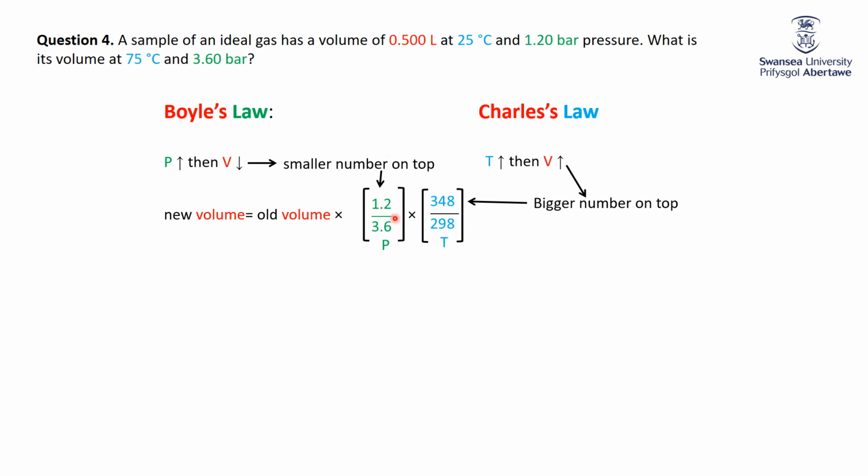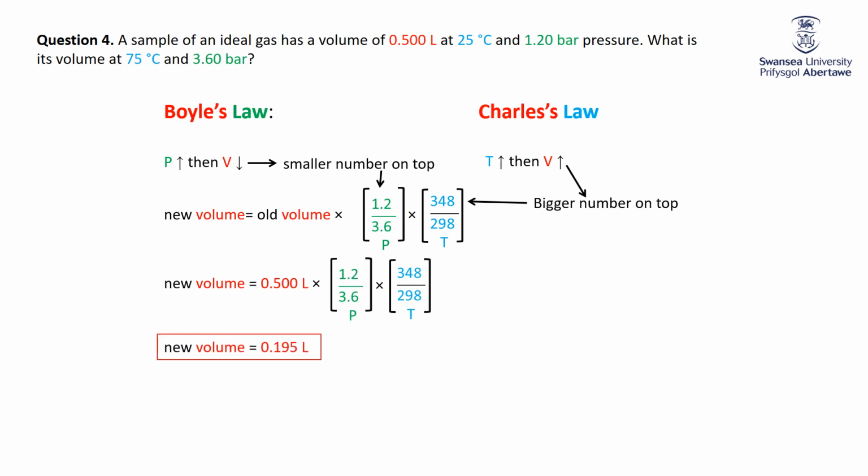So there's the pressure ratio that will decrease things because when pressure goes up, volume goes down. There's the temperature ratio that will increase things because as temperature goes up, volume goes up. Put it all together with the original volume, 0.5 litres, and we find that the new volume is 0.195 litres. In other words, the pressure increase, thus decrease in the volume, is more significant than the increased temperature would increase the volume.